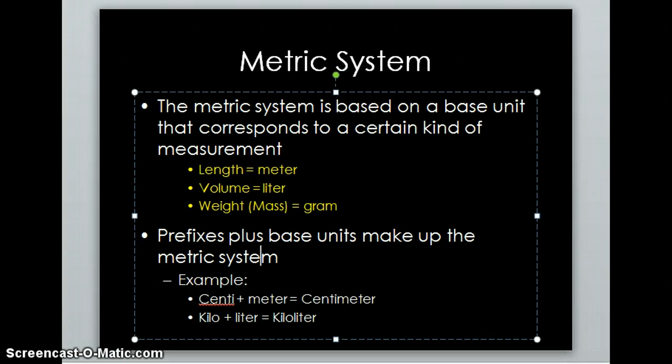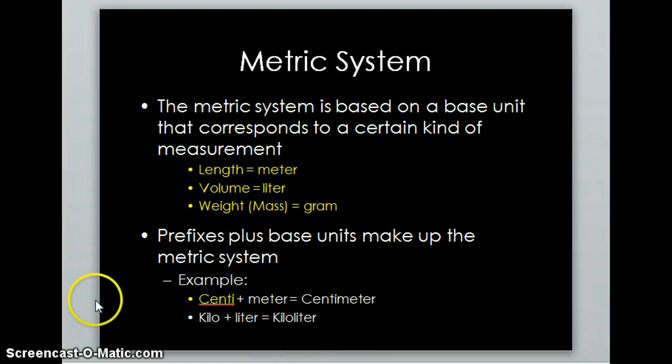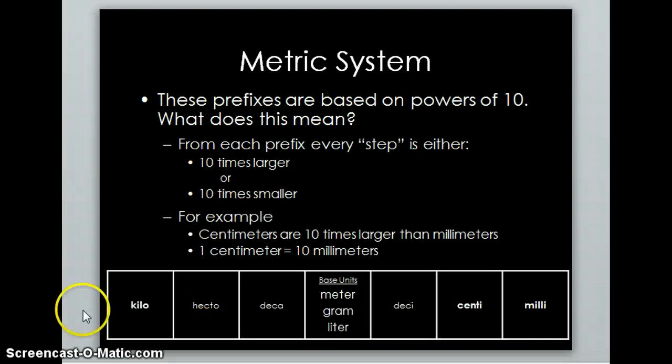So basically what we use then is we take the prefix. Everybody's heard of a centimeter, right? Centimeters are on the ruler on the other side of where the inches are. And we take the prefix, which is the centi, and add the length to it, the meter, and that gives us centimeter. And then another example is a kilo as a prefix to the liter, kiloliter.